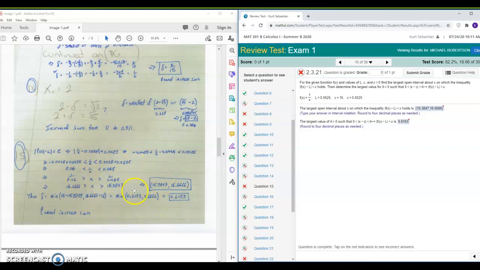And then again, once you know what the interval is, delta is the minimum distance between what we're thinking of as the middle, which is 16, and these two numbers. So the minimum distance there is the distance to 15.3847, because that's 0.6153. But that's the same concept. It's just that you had to get to that. What is that interval through this algebra?